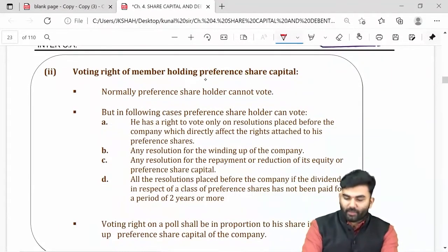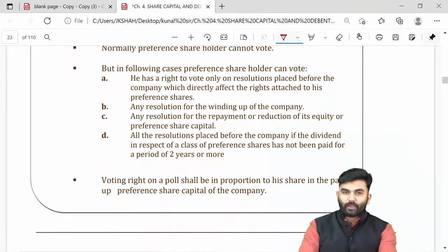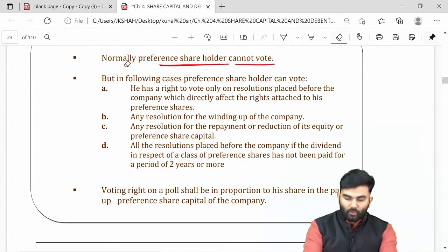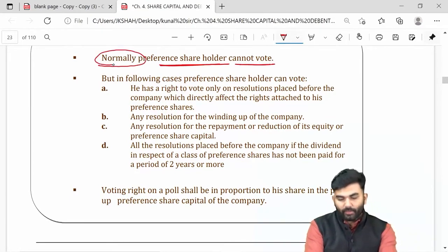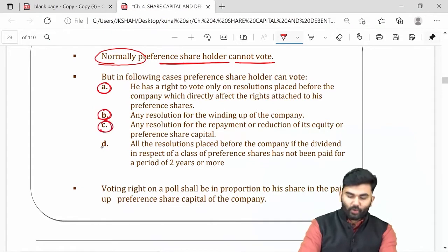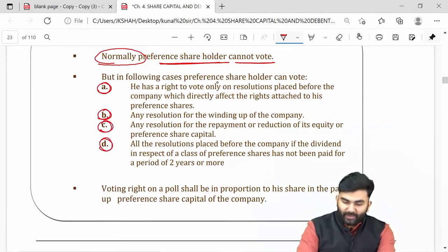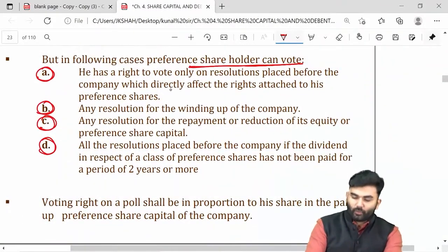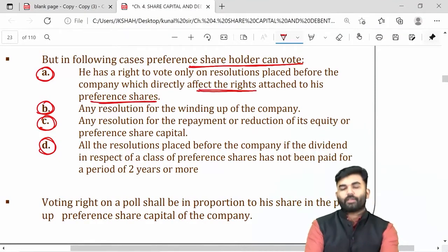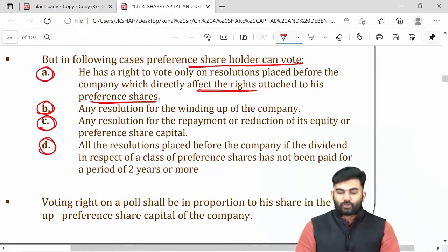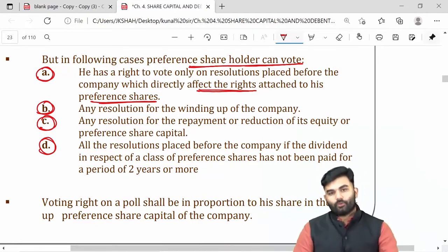However, if you are a preference shareholder, yes, you are a member of a company, but normally a preference shareholder cannot vote. However, in the following four circumstances, a preference shareholder has a voting right. That is, in case any resolution is going to affect the rights of preference shareholders, then for those resolutions, a preference shareholder is allowed to vote.